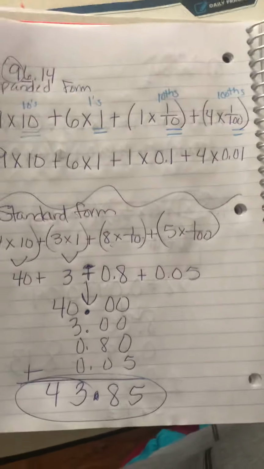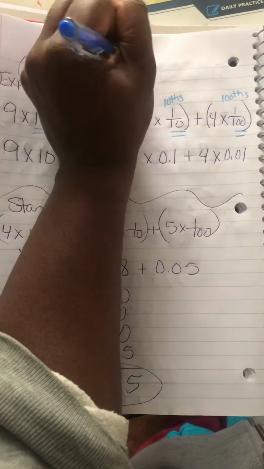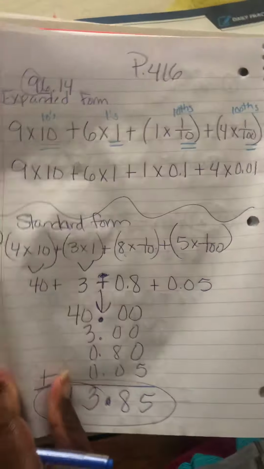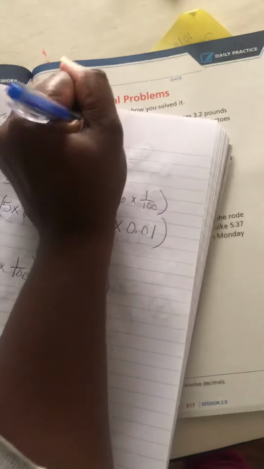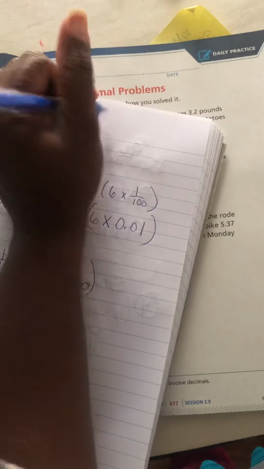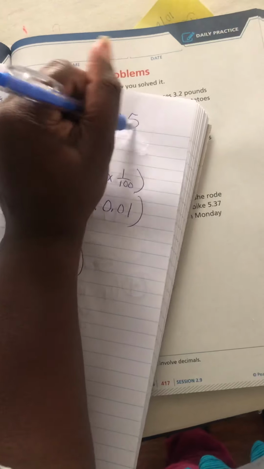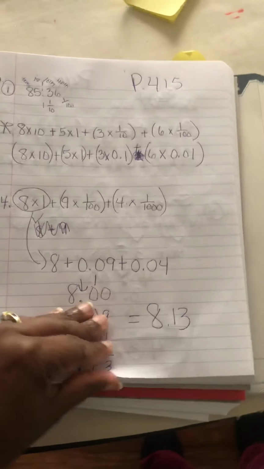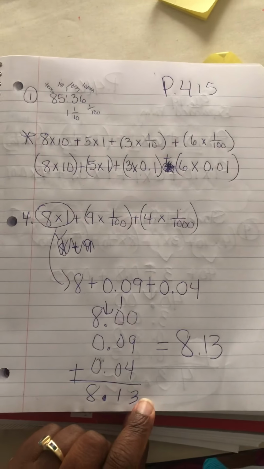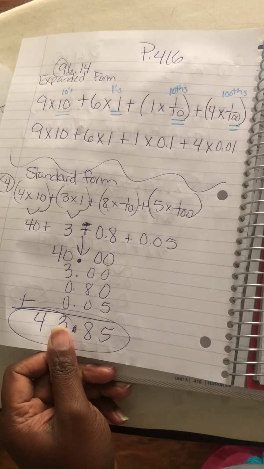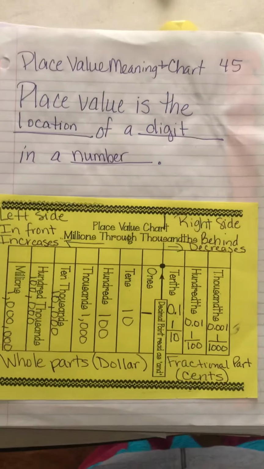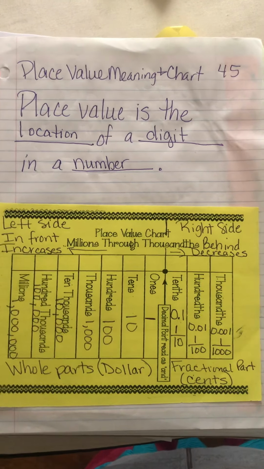Please make sure that you go back. This is page 416. Excuse me, flip it back over. This is page 415. Standard to expanded, expanded to standard. Place value chart in your journal should be page 45.